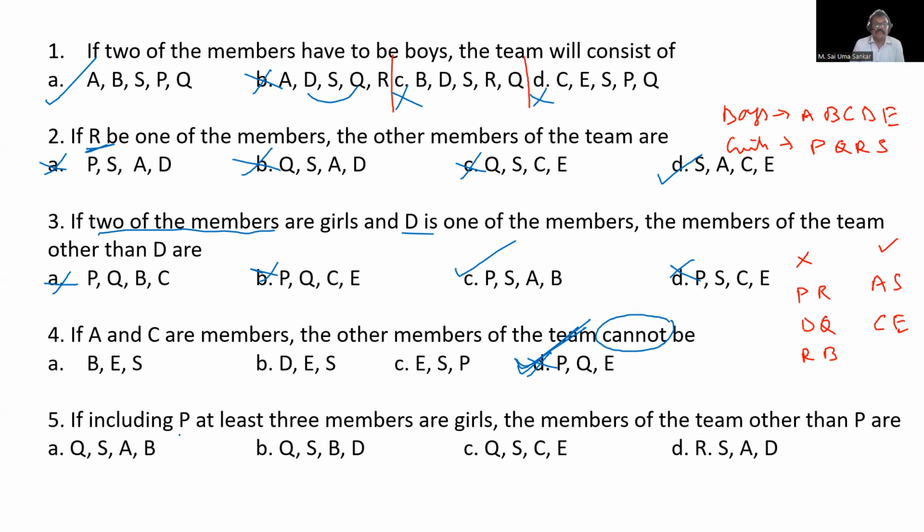Next, if including P, at least 3 members are girls. 3 members are girls అంటే 3 girls and 2 boys. అందులో P కంపల్సరీ ఉండాలి. Okay, P compulsory. The members of the 2 other than P are. P ఉంటే R ఉండడానికి వీల్లేదు. R ఆప్షన్ ఎక్కడ ఉంటే స్ట్రైక్ అప్ చేసేయండి.